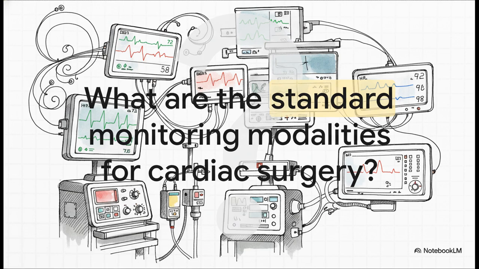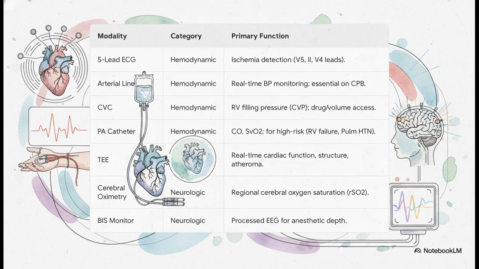So, knowing the patient's risk profile is one thing, but seeing their physiology in real time? That's the other half of the battle. The cardiac OR is just an ocean of data, and every single monitor is giving us a vital piece of the puzzle. So let's just do a quick run-through of the standard of care. This table lays it all out so well. Of course, you have your workhorses, the A-line, the central line, and the PA catheter for those really high-risk cases. And TEE has become an absolute game changer.